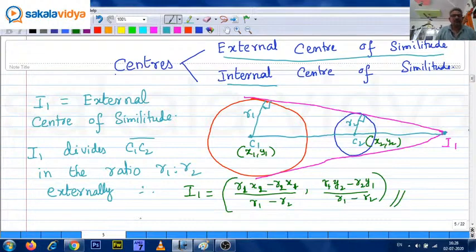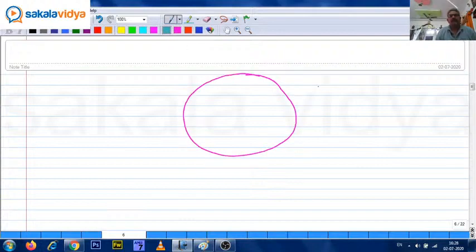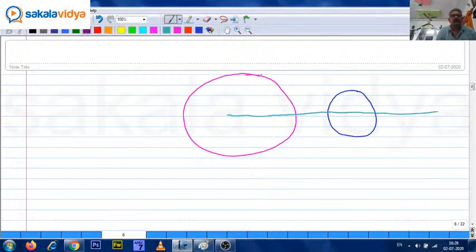So now, see, for example, this is the circle. This is another circle. So for example, join these centers. Okay. So now this is the transversal common tangent. These transversal common tangents meet at this point. So the point of intersection of the transversal common tangents is called the internal center of similitude.